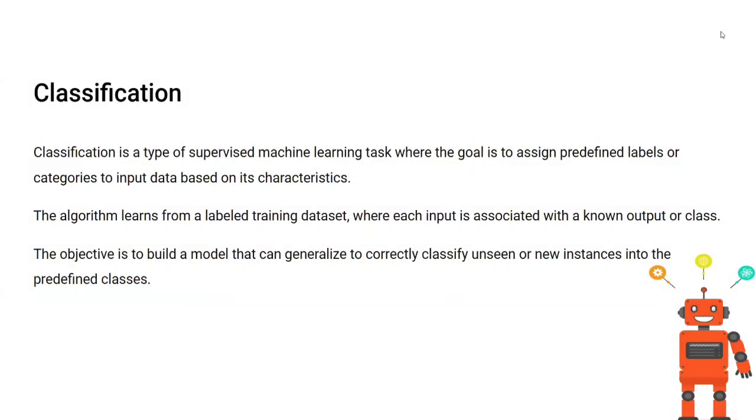Classification. Classification is a type of supervised machine learning task where the goal is to assign predefined labels or categories to input data based on its characteristics. The algorithm learns from a labeled training dataset where each input is associated with a known output or class. The objective is to build a model that can generalize to correctly classify unseen or new instances into the predefined classes.